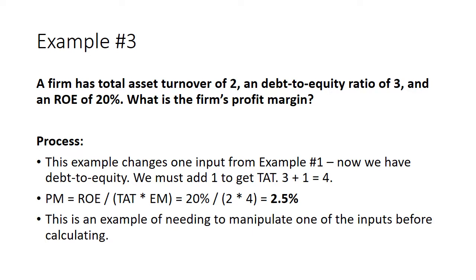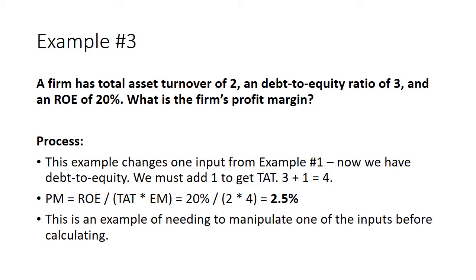Now on to example 3. In this example, the firm has total asset turnover of 2, a debt-to-equity ratio of 3, and an ROE of 20%. And they want to know what is the firm's profit margin. Once again, profit margin in its simplest state is just net income divided by sales. But we are given neither net income nor sales.